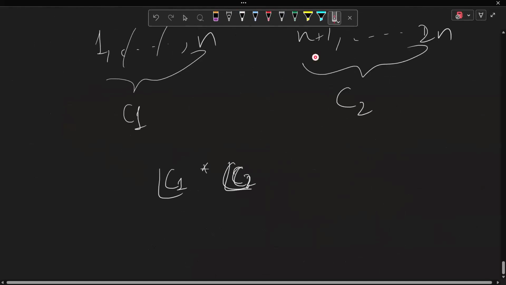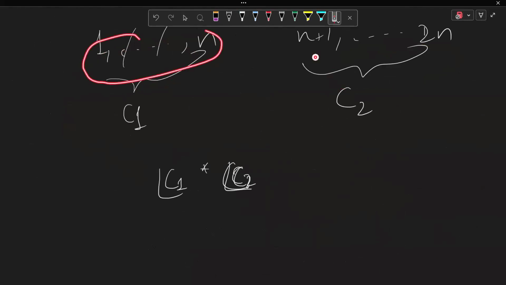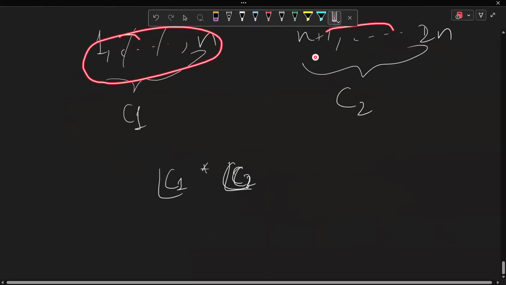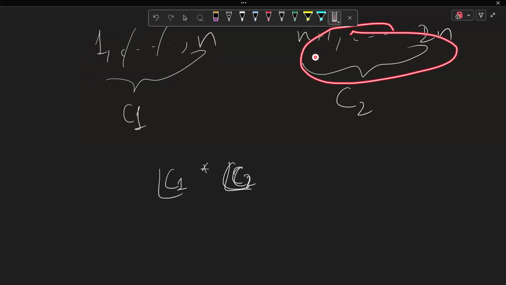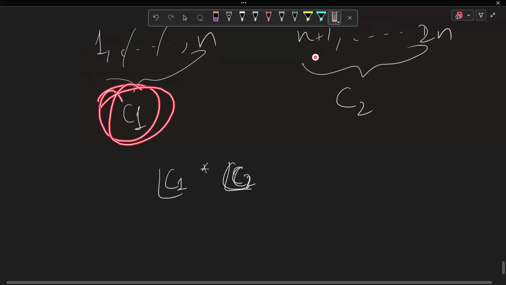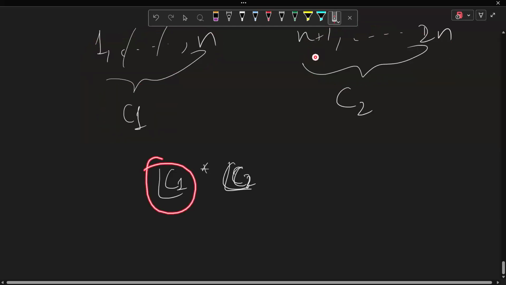Answer, you can just rearrange them in any order. Basically, the positions where you need an element from this range are fixed, but which element goes there can be rearranged. So these C1 elements can be rearranged with each other. These C2 elements can be rearranged with each other.